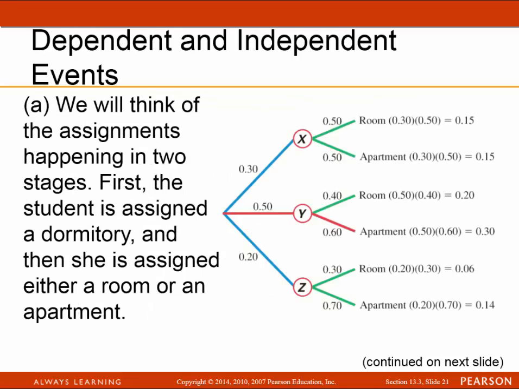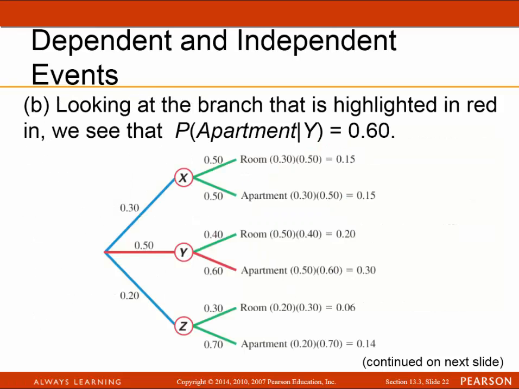So the first thing is we'll think of the assignments happening in two stages. First, the student is assigned a dormitory, and then she is assigned either a room or an apartment. So we can see the first part is dormitory, and then either room or apartment. Now, looking at the branch that's highlighted in red, we see that the probability of apartment given Y is 0.6.